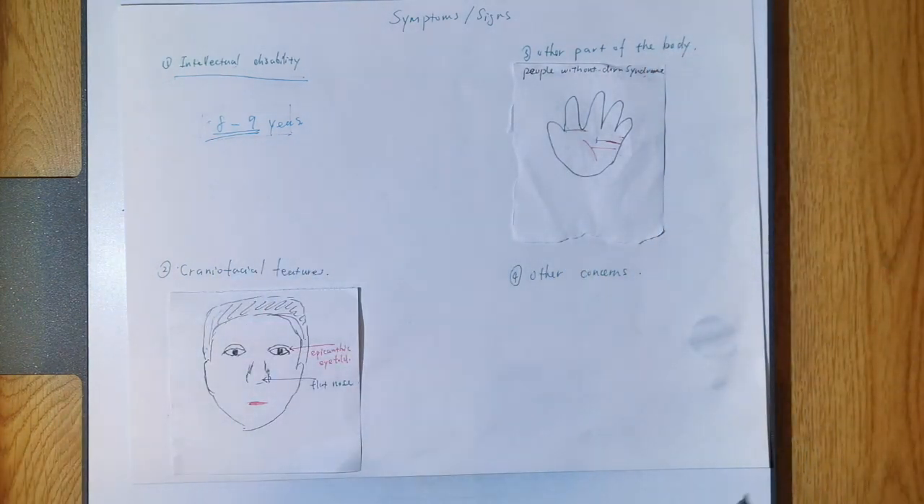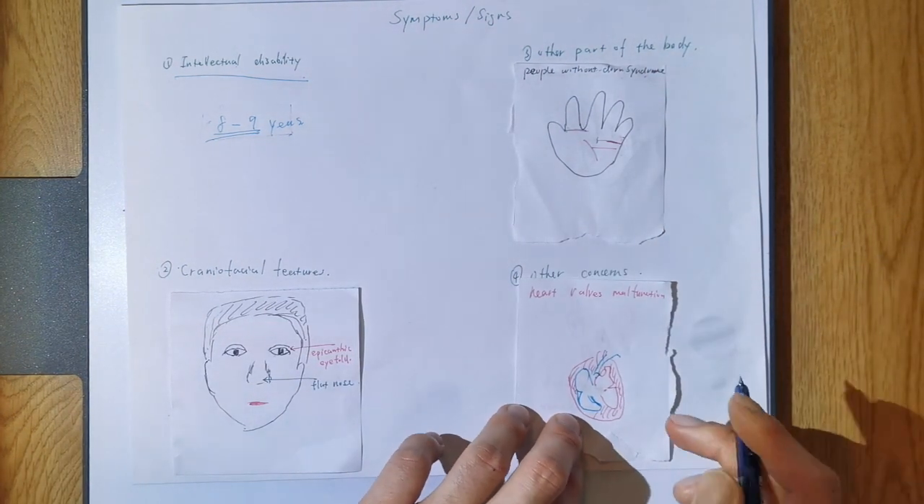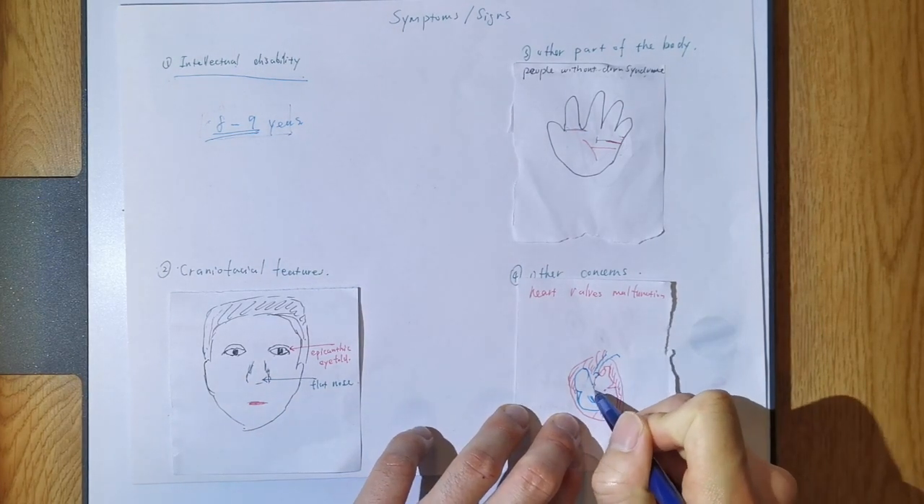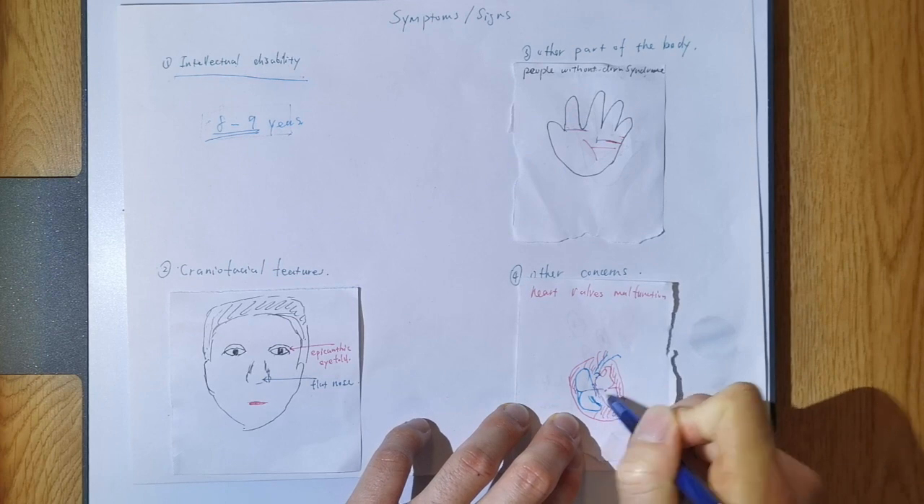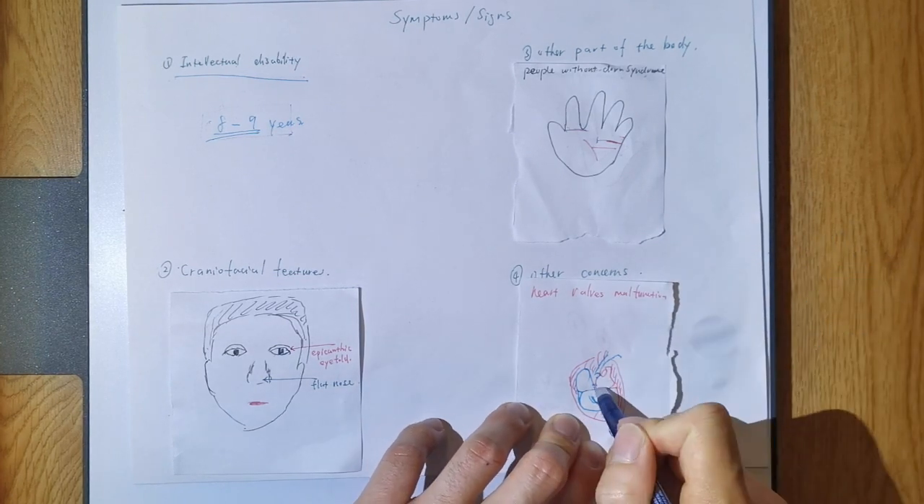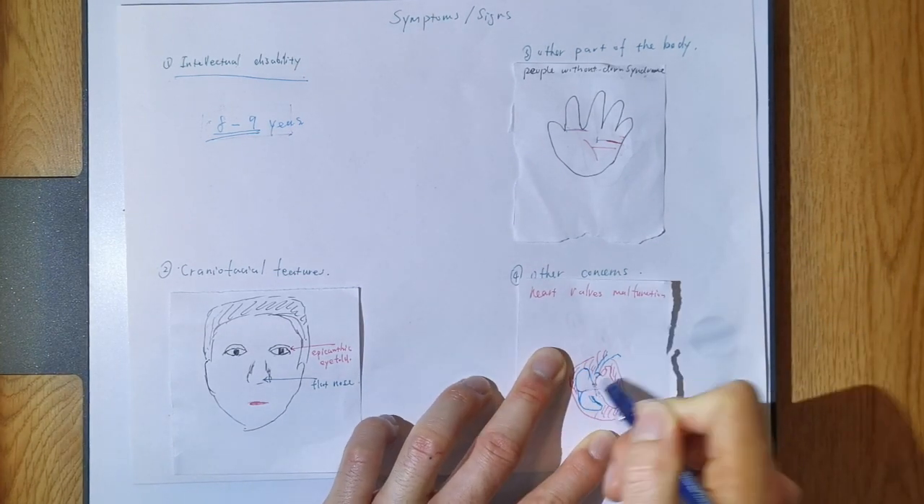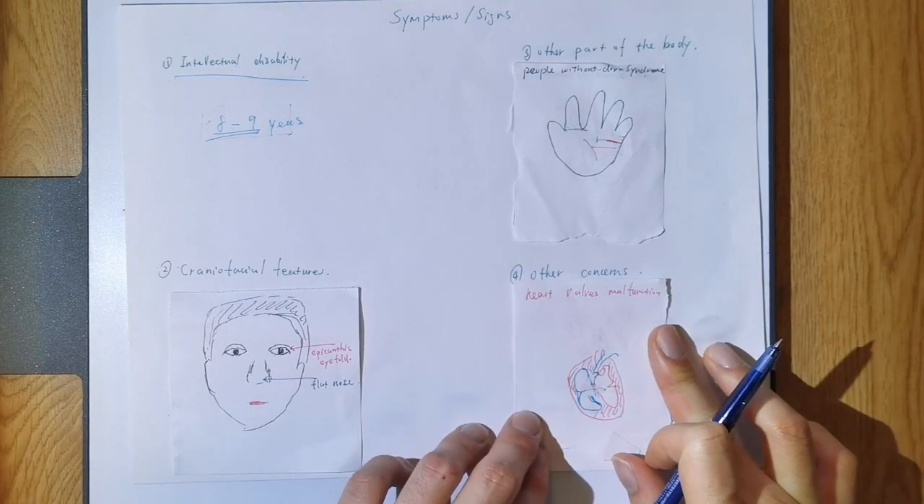The last thing is that people with Down syndrome have problems with their heart. In a normal heart, we have heart walls here that split this part up, so blood doesn't get mixed. For people with Down syndrome, this part actually does not exist. So the blood mixes up, which causes many serious problems.